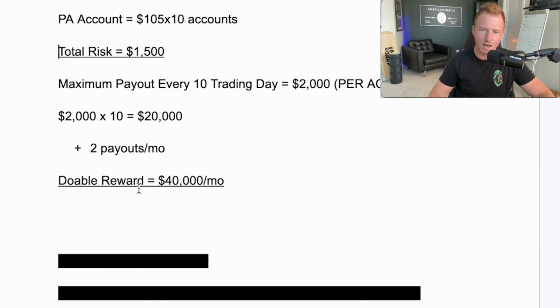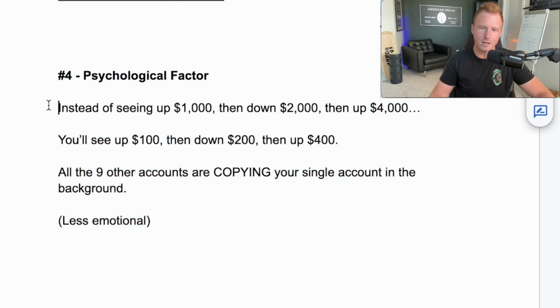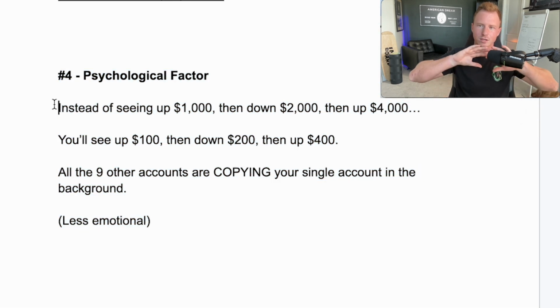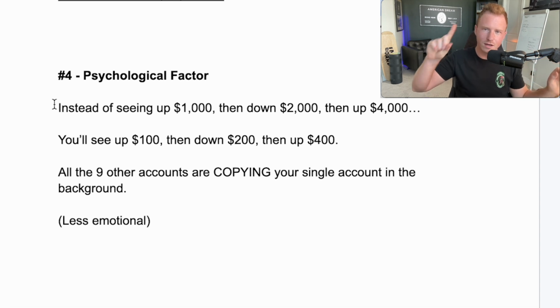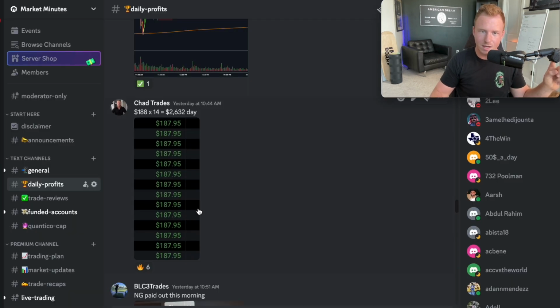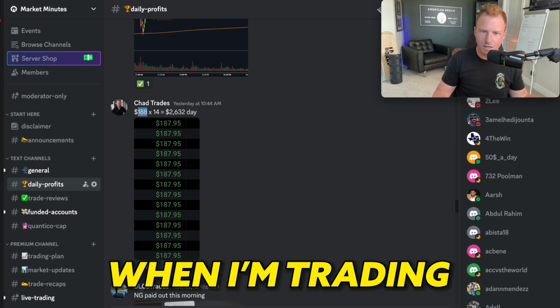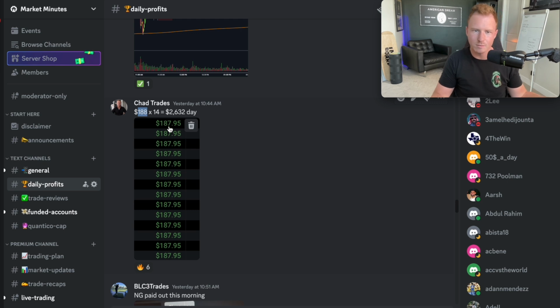Now, the last reason I use multiple accounts is because of the psychological factor, okay? So when you're spread out between 20 different accounts, you're only trading one account at a time, right? The 19 are just copying your trade in the background. So you only see the P&L of one account. So for example, like today or yesterday, let's say I made $188. So it's pretty much just like I'm trading with a tiny amount of money. So I don't get as emotional when I'm trading, right? Because I kind of just treat it as if I'm making $188, but then I get to times it by 14 or 19 or however many accounts you have.